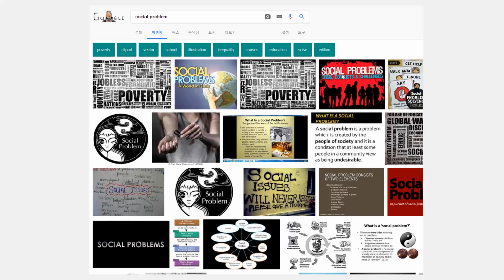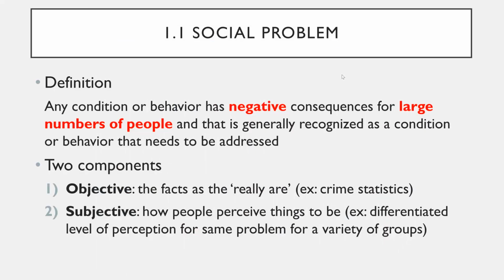So I want to provide a formal generalization of a social problem as any condition or behavior that generates negative outcomes for a large group of people, and that is generally recognized by the public as a problem. There are two key components of a social problem: the objective and the subjective. The objective component is empirical data, which is the facts as they really are. So when you look at the crime problem, you can see the crime statistics of a mainland or other state, or the abortion rate or the suicide rate of a county, to see the level of the problem.